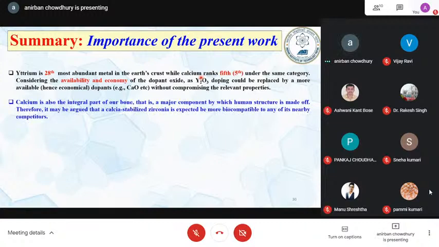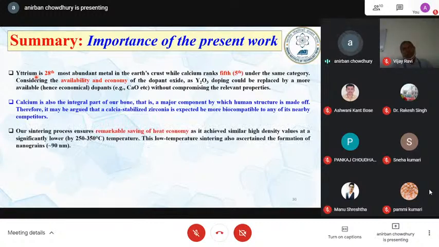Second, calcium is also an integral part of our bone. So when you dope calcia, we take antacids. Antacids have calcium oxide. We all know all these. In other words, when you dope calcia in zirconia, that is supposed to be more biocompatible, isn't it? Compared to a rare earth element like yttria, right?